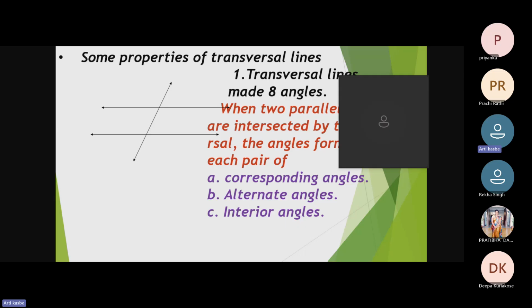You have to see that image. Here, how many angles are formed by transversal lines? Total 8 angles are made by transversal lines. When two parallel lines are intersected by the transversal, the angles form each pair.